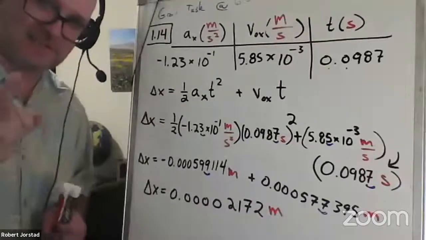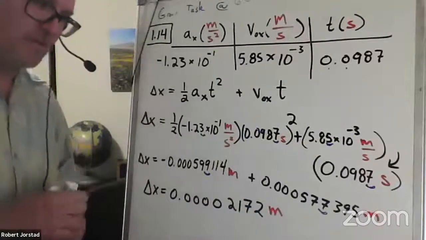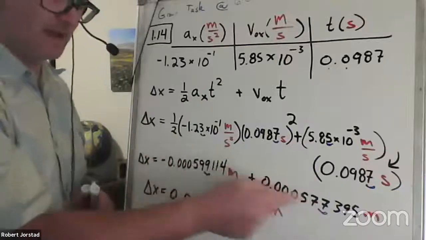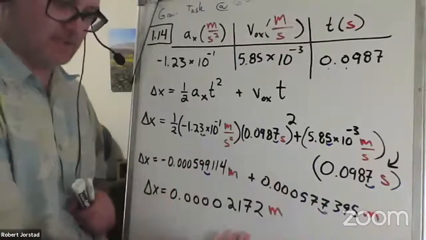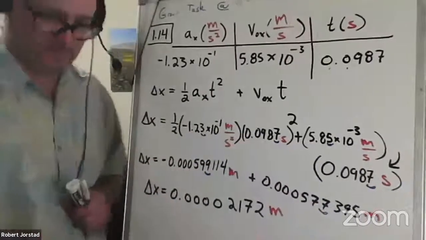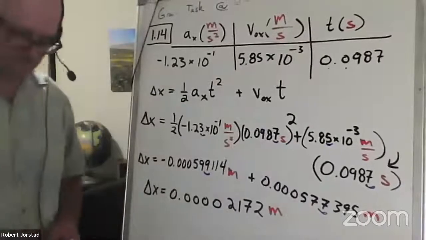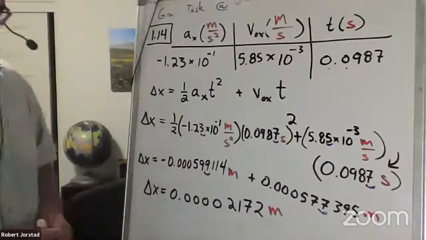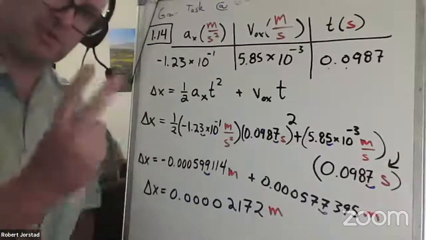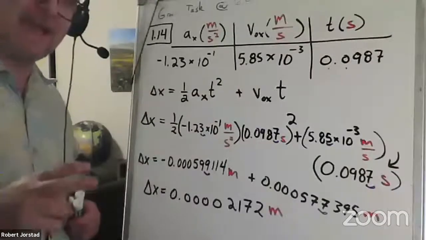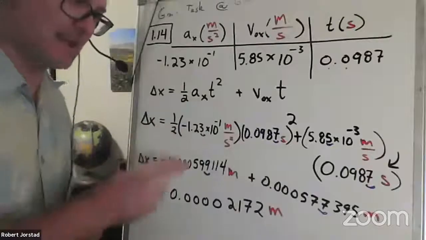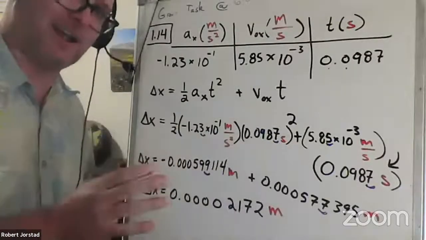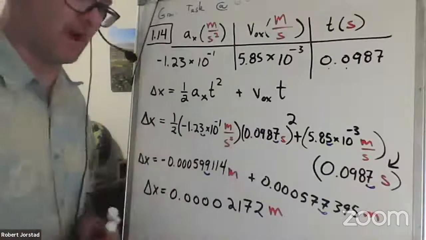Now let's check the sig figs. When you add this number to that number, they each have 3 sig figs. How many sig figs do you think we should have down here? 3. 2. When you add or subtract, it's not the number of sig figs, it's the column. And that's why I wrote all this out.